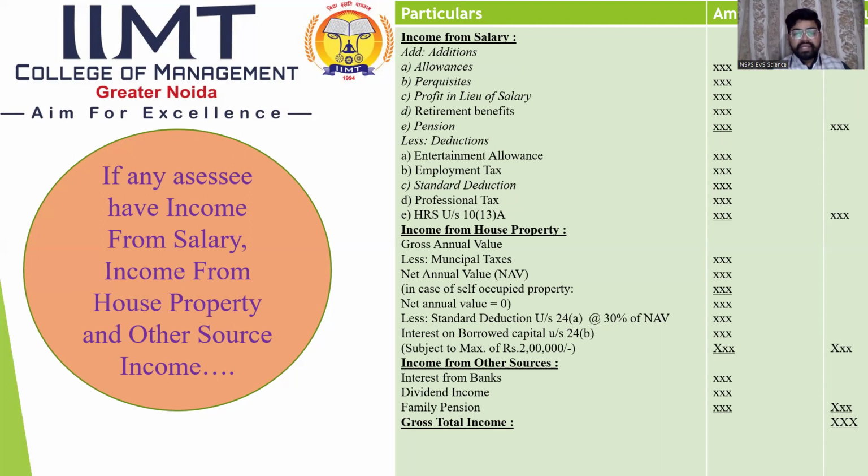Entertainment allowance: if any employee receives entertainment allowance from the employer, it is also taxable under the head salary. Employment tax: if any employer pays the employment tax on behalf of the employee, it is also taxable under the head income from salary. Standard deduction: if a standard deduction is given to the employee, it is to be deducted from the income from salary. Next is professional tax: if professional tax is paid by the employee, it is to be deducted from the income from salary. The last is HRA under section 10(13A).